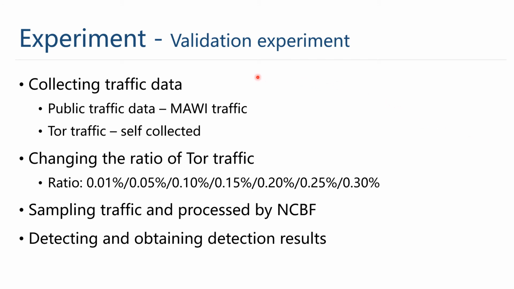After adjusting the parameters of NCBF, we perform the experiment to prove the availability of the method. First, we collect the traffic, build a simulation backbone network traffic dataset, and then adjust the ratio of toll traffic. When collecting toll traffic, the bridges we used were applied via HTTPS and email, and we adjust the ratio by changing the number of toll traffic files. After changing the ratio, we used a random function to modify the time starting point of toll traffic and inserted each toll traffic file into different time points in the public traffic file. Then we sample the mixed traffic and use NCBF to process. Finally, we put the detection samples obtained from NCBF into the random forest model to get the detection results.